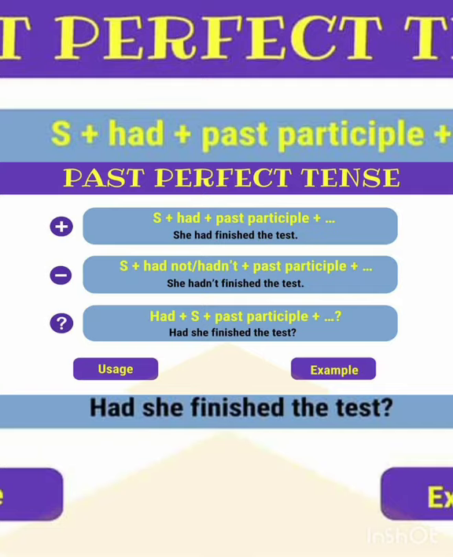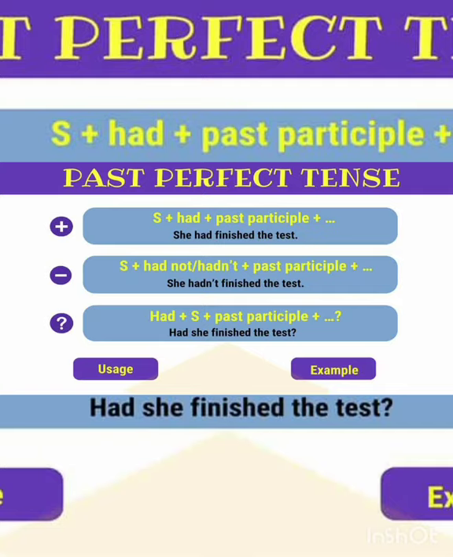My dear friends, I request you to remember the formulas of these tenses. These are very, very important. The formula of past perfect tense: if the sentence is affirmative, the formula should be subject plus had plus past participle. If it is negative, the formula should be subject plus had not or hadn't plus past participle. If the sentence is in interrogative form, the formula should be had plus subject plus past participle. It's about past perfect tense.